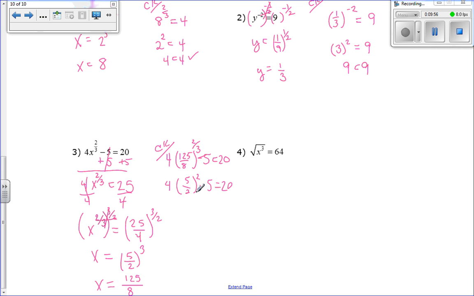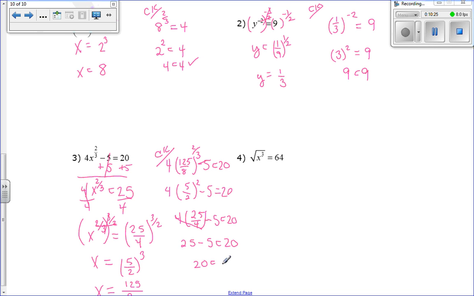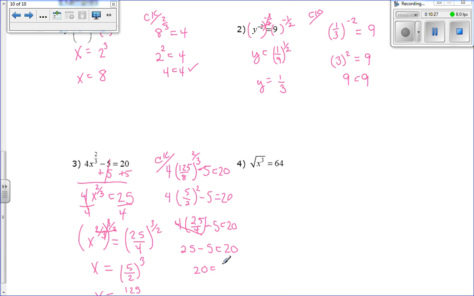The square is inside my parentheses, so I still have to follow my order of operations. 4 times 25 over 4, minus 5 equals 20. Now my 4's cancel out, so I have 25 minus 5 equals 20. 25 minus 5 is 20, equals 20. Try that one last time. And it checks.